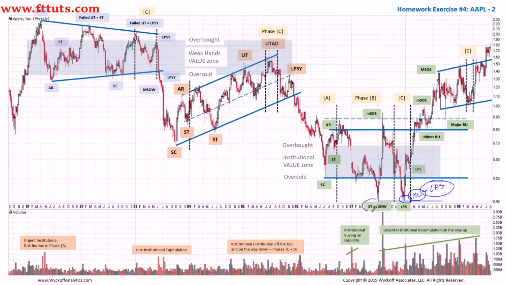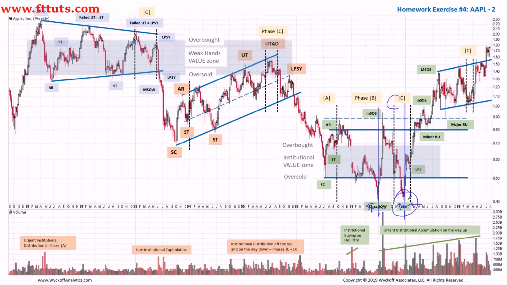We could label this secondary test as a sign of weakness as a spring type action. We could do that. We could label this whole thing as a phase C. Sometimes phase C would have this type of spring and then the test. And I'm thinking about this. I would probably relabel this now. I would probably just label it like this, phase C. So then a spring and a test.